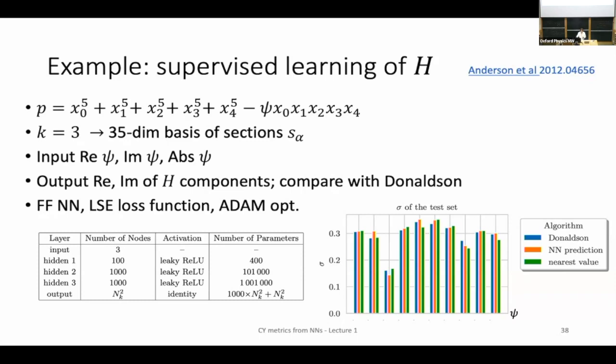Also, this is computed on the test set, so there was a comparison in green here with the nearest value in the training set for the sigma loss. Perhaps a bit unusual. Okay, so that's one experiment that has been done.